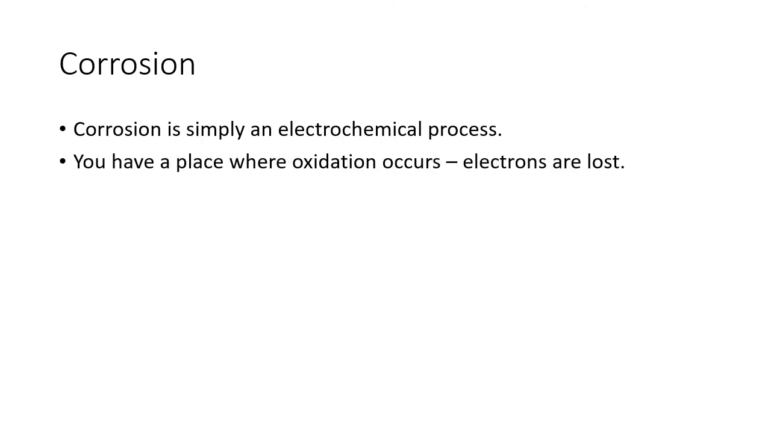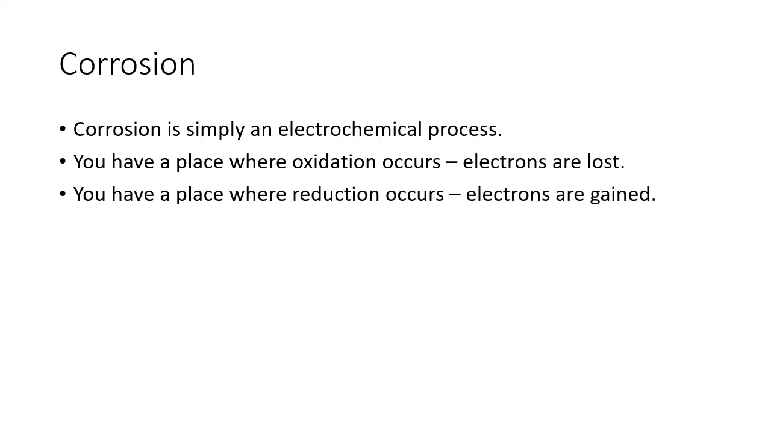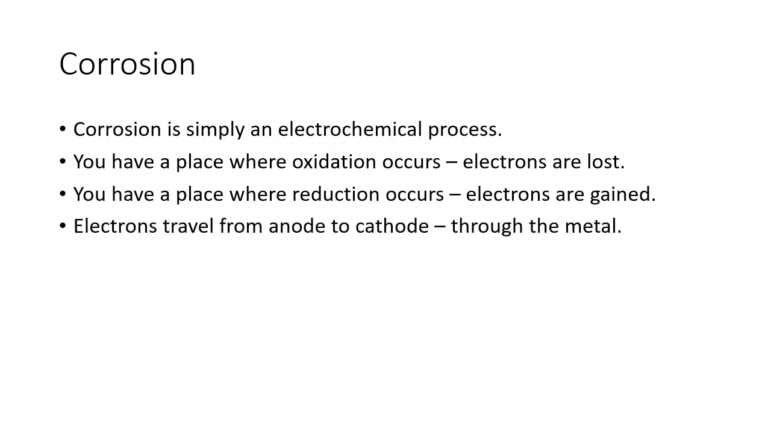As with any redox process, you have a place where oxidation occurs and electrons are lost from a metal. We have a place where reduction occurs, and a non-metal in this case is gaining electrons, but it's the same as every other redox process. As with all the other processes, electrons travel from the anode to cathode. In a cell that you would have set up, it travels through the copper connecting wire. Well, in this case, it travels through the metal, just like it would in a normal electrochemical cell.